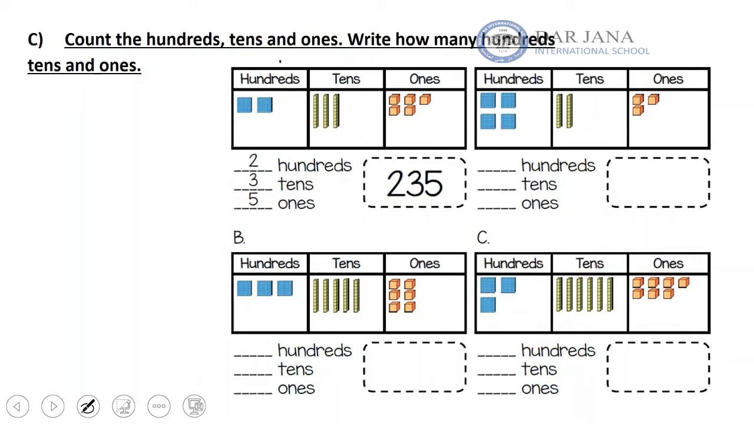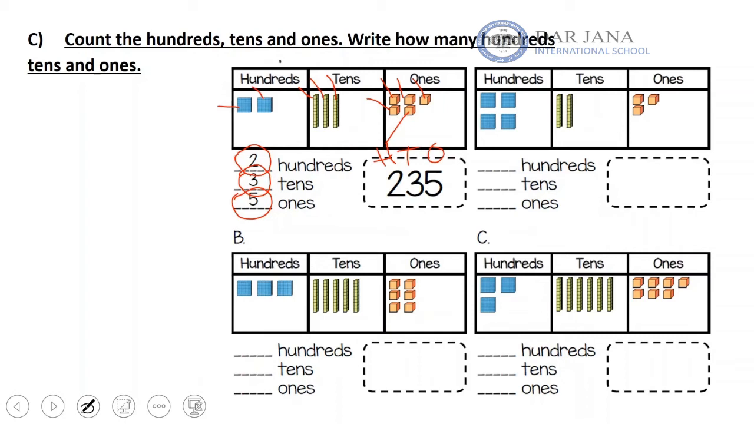How many hundreds do I have? 1, 2. So I will write 200. How many tens? 1, 2, 3. So I will write 3. How many ones? 1, 2, 3, 4, 5. So 5 ones. When I put 2 hundreds, 3 tens, 5 ones together, remember, the order is very important. You have to put the hundreds, then the tens, then the ones. The number is 235.